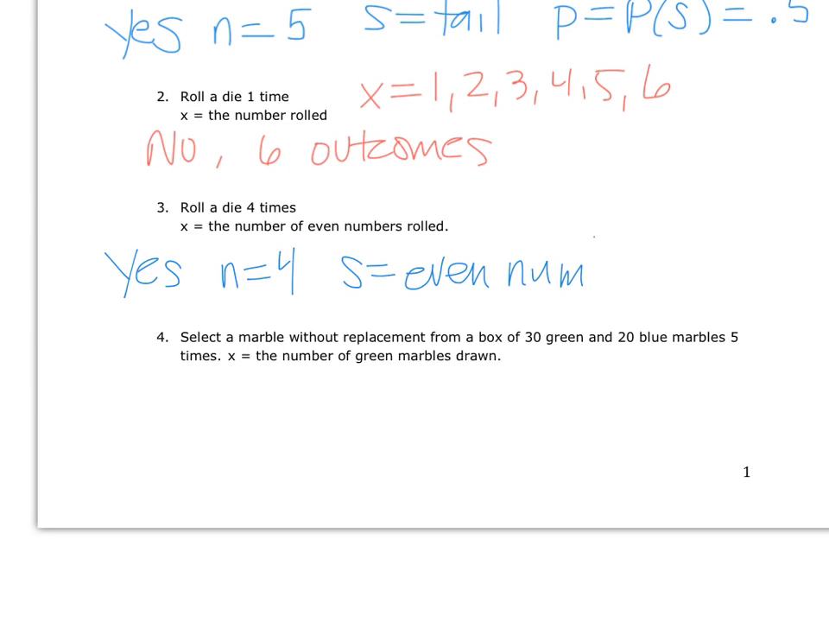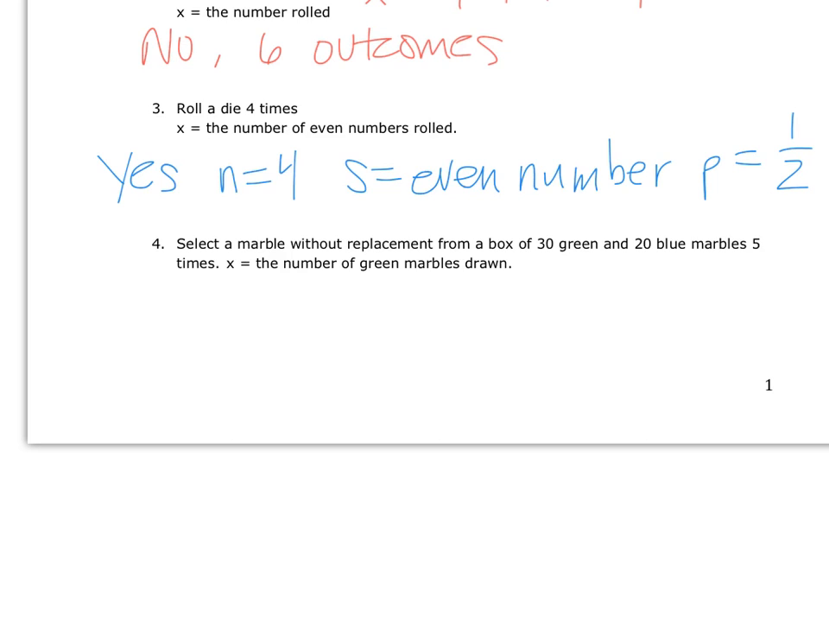And the probability of a success is, we have 3 out of 6, or 1/2, or 0.5. Okay, let's look at this next one. Select a marble without replacement from a box of 30 green and 20 blue marbles 5 times. X is the number of green marbles drawn.